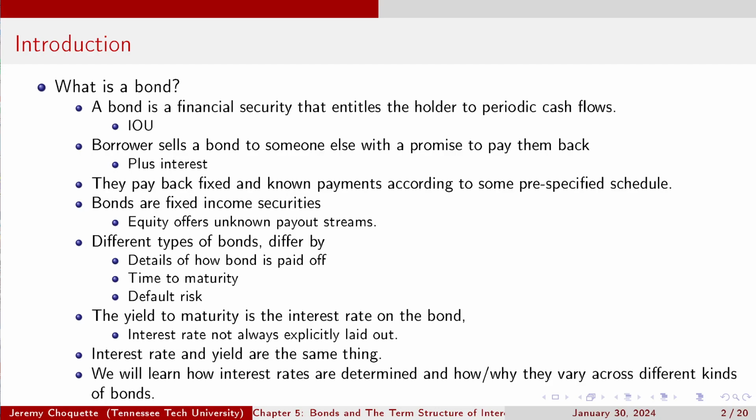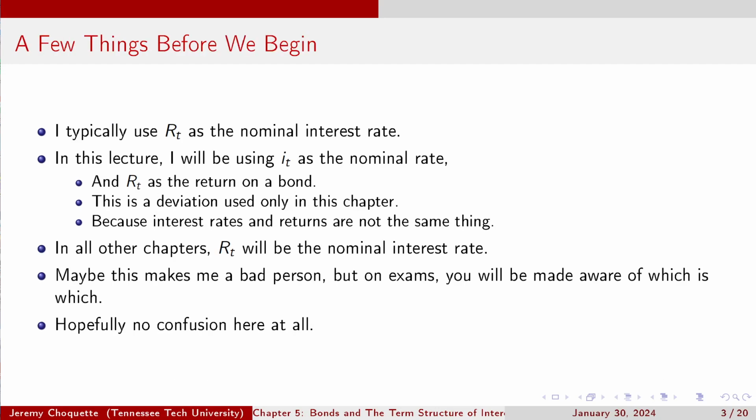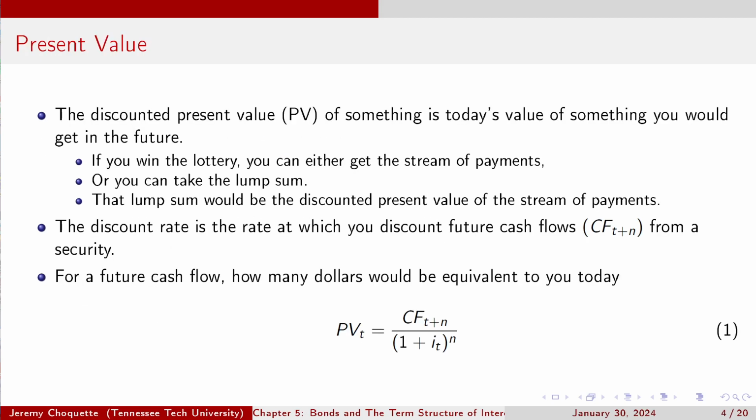Now, interest rates and yields are the same thing. And we're going to learn how interest rates get determined and how and why they vary across different kinds of bonds. Now, I typically use capital R as the nominal interest rate. Here I'm going to be using a lowercase i, and the r is going to be the return on the bond. This is a deviation I really only use in this chapter because interest rates and returns are not always the same thing. In all other chapters, capital R will be the nominal interest rate. So this is, like I said, the only deviation. On exams, you'll know which one's which. So I hope this clears up some confusion.